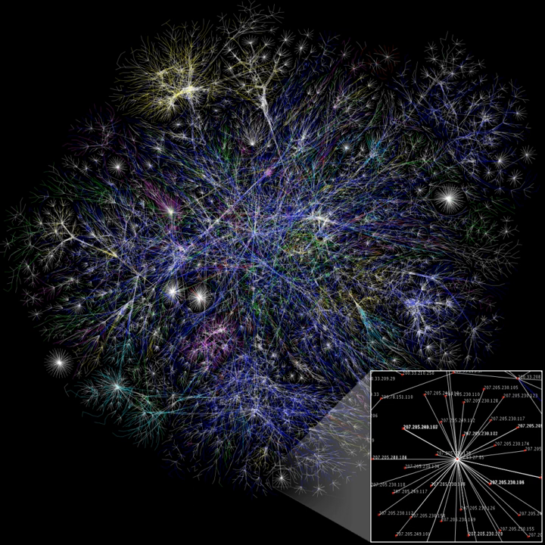The field draws on theories and methods including graph theory from mathematics, statistical mechanics from physics, data mining and information visualization from computer science, inferential modeling from statistics, and social structure from sociology. The United States National Research Council defines network science as the study of network representations of physical, biological, and social phenomena leading to predictive models of these phenomena.